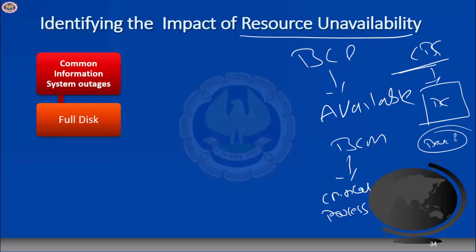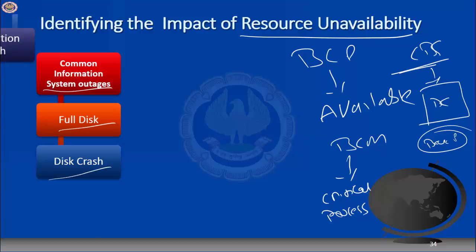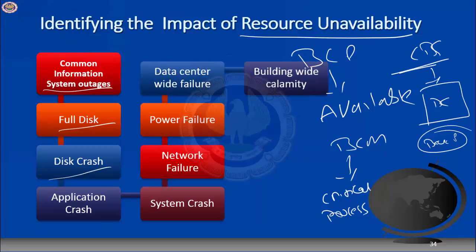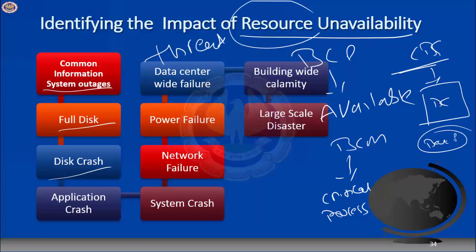So what are the different reasons for which you may have resource unavailability? This gives you the different possibilities. You may have information system outages. There could be a full disk crash or disk crash. There could be an application crash. There could be a system crash, which means the information system crashes, the hard disk crashes, or the technology, the computer crashes. There could be network failure. There could be power failure, data center-wide failure, or there could be building-wide calamity. There could be a large-scale disaster like a cyclone or a thunderstorm which affects the complete city. So when you're looking at resource unavailability, you need to identify the different types of threats which can happen. These are all examples of different types of threats which can happen.